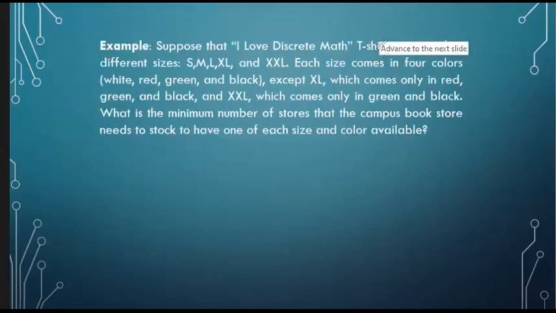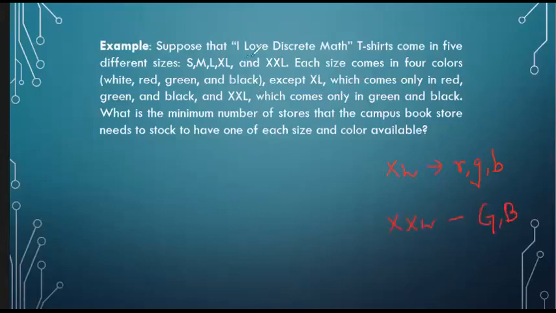Suppose that we have t-shirts with some text written on it, that is I love discrete mathematics, and which comes in 5 different sizes of small, medium, large, XL and XXL. Now each size comes in 4 colors except XL. XL only comes in 3 colors, which are red, green and black, and XXL which comes only in 2 colors, green and black. The other 3 are all in 4 colors, which are white, red, green and black.